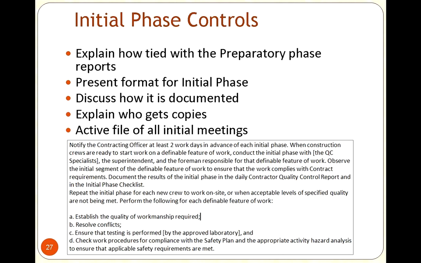And we would have, of course, a form that we would say, here's the form that we're going to have out there, and the contractor is going to need a copy of that form. And we would explain how it's tied in, because we would reference back to the preparatory phase. When we saw this document, it said it was going to be done like this. We want to make sure that initial phase is tied back into it. And again, how it gets documented, who gets copied, and there's files that are going to be out there.